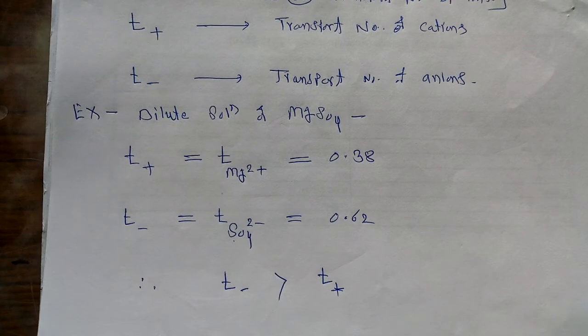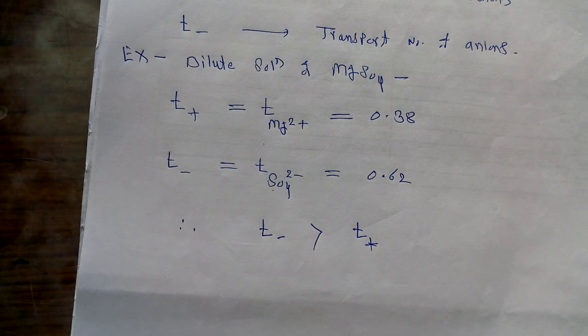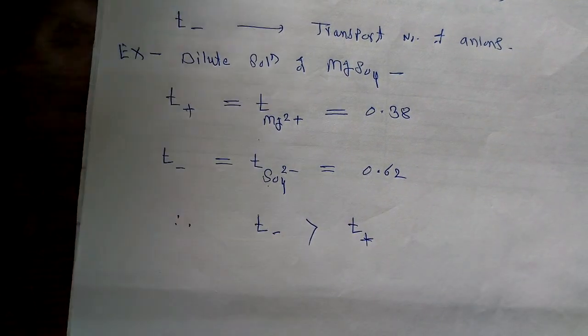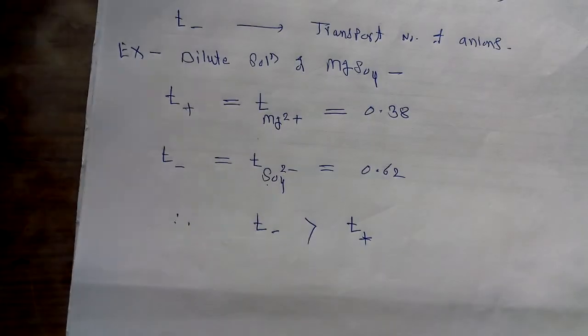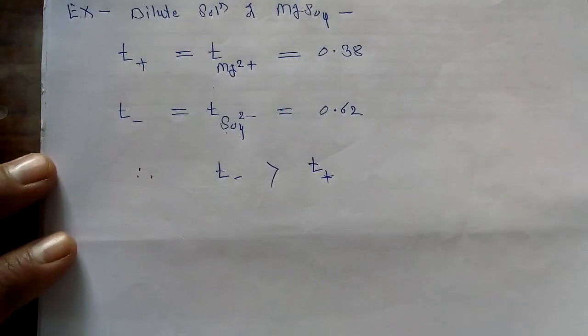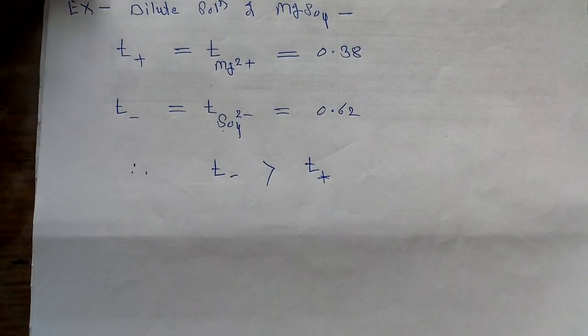Now if we consider the transport number of these cations and anions, the question arises: how to calculate the transport number of cations and the transport number of anions? So the transport number of cations and anions can be calculated with the help of their absolute velocities.